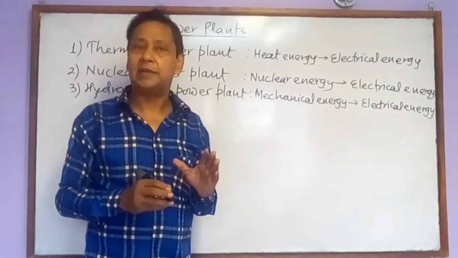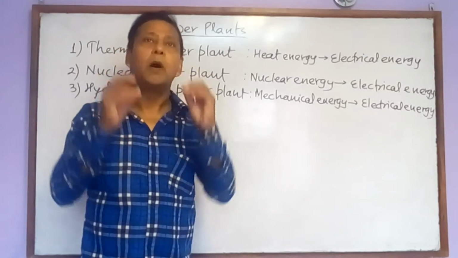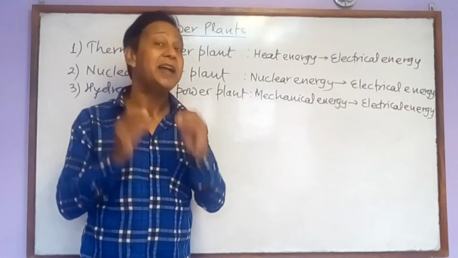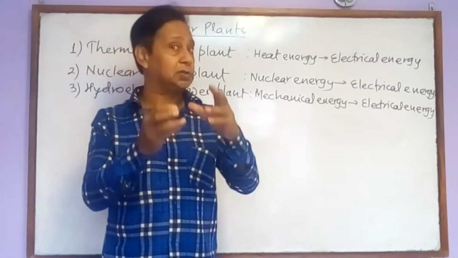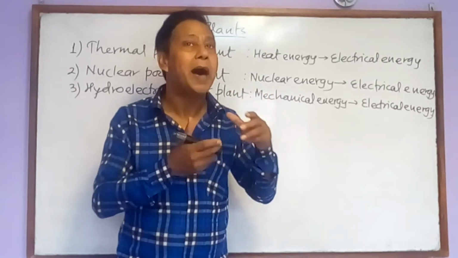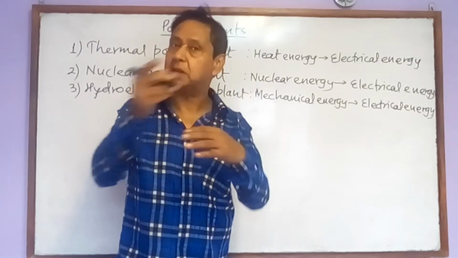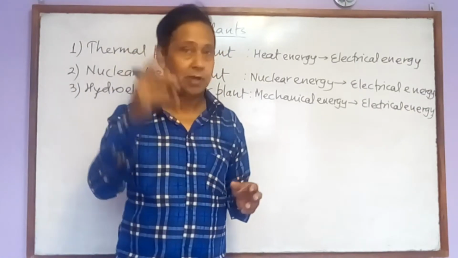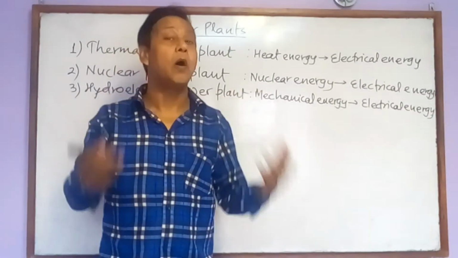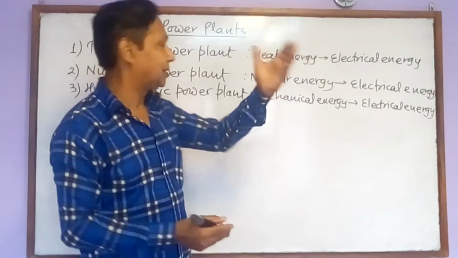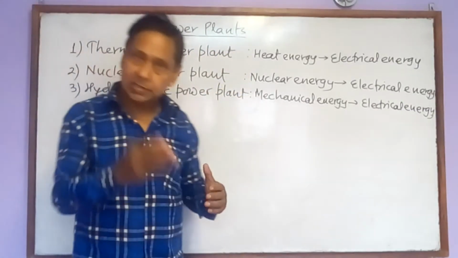In thermal power plant, at first, a fuel is burned. This burned fuel produces heat energy, and that heat energy is used to boil water, and boiled water produces steam, and this steam is passed through a pipeline. High speed steam is used to rotate the turbine. Turbine runs the generator and electrical energy is produced. This is the mechanism of working of thermal power plant. But in nuclear power plant it is different.